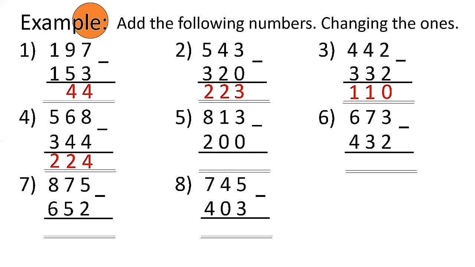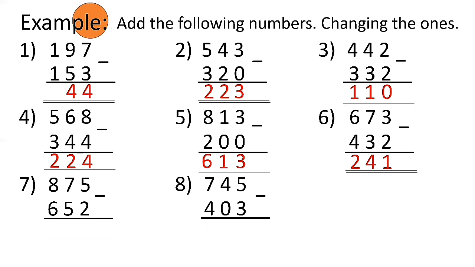Number 5, 813 minus 200. 3 minus 0 is 3. 1 minus 0 is 1. And 8 minus 2, that is 6. So our answer is 613. Number 6, 673 minus 432. 3 minus 2 is 1. 7 minus 3 is 4. And 6 minus 4 is 2. So the answer is 241.